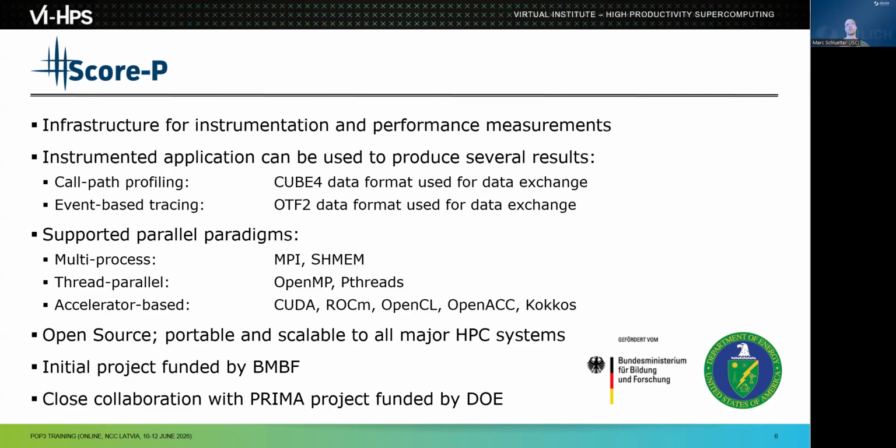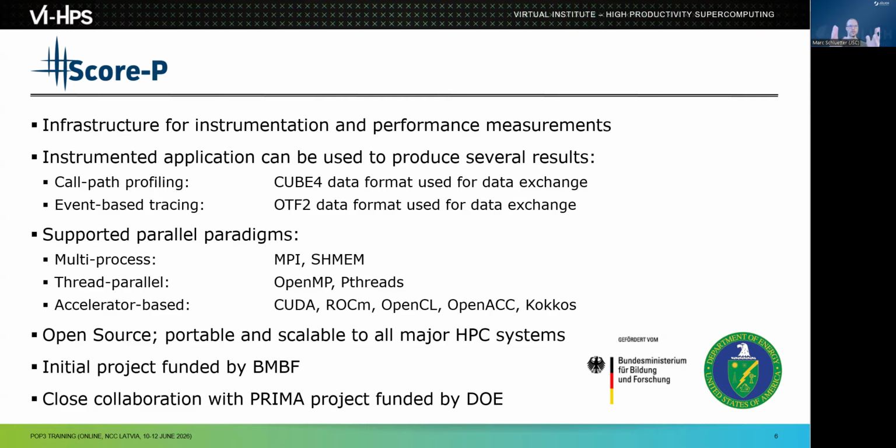Looking at the supported parallel paradigms, we are going for multiprocess in MPI and SHMEM. Most examples you will see are MPI. On the thread-parallel side, we support OpenMP and pthreads. Technically, the way we are intercepting information, for a lot of threading models that are pthread based, where we still get the underlying pthread, we also get some information out of it. And on the accelerator side, CUDA, ROCm, OpenCL, OpenACC, and Kokkos, which provides additional information from the CUDA side.